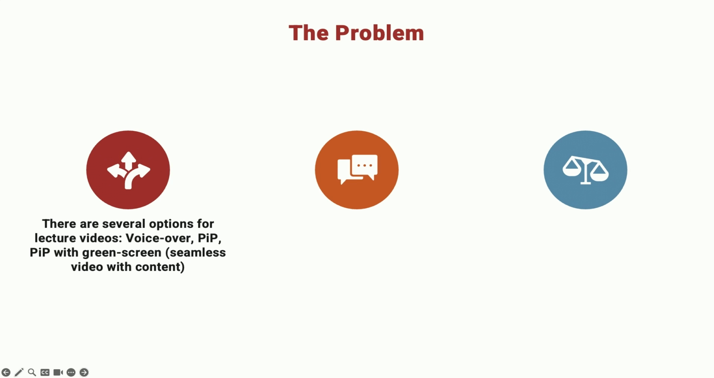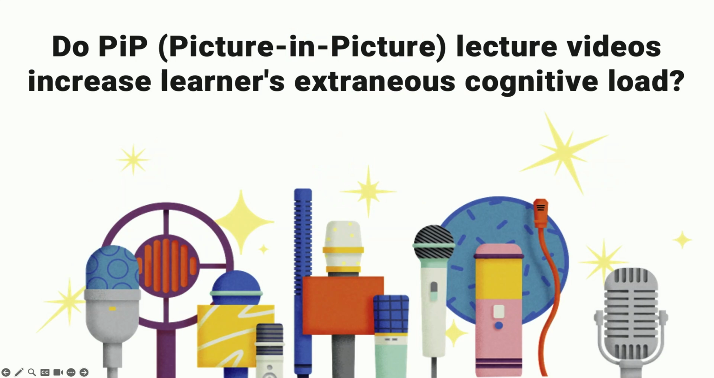Or PIP with green screen, like you've seen in our samples thus far. We also found a lot of references to light boards and other forms of on-screen presence, which for us is our video team handling that. So this means there are many gaps in the literature. After reviewing more than 20 articles, we honed in on answering our original question: do picture-in-picture lecture videos increase learners' extraneous cognitive load?